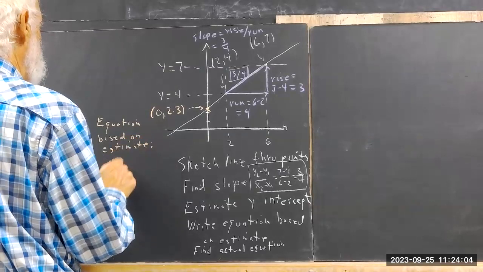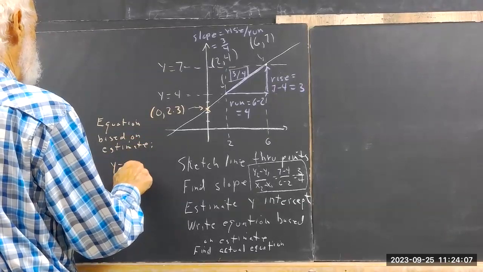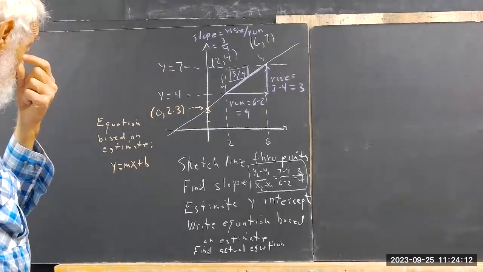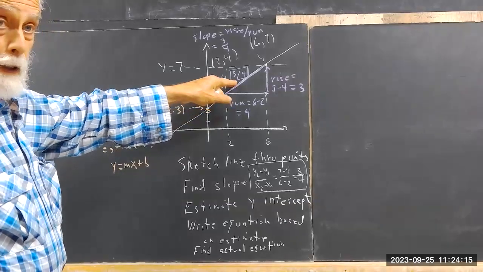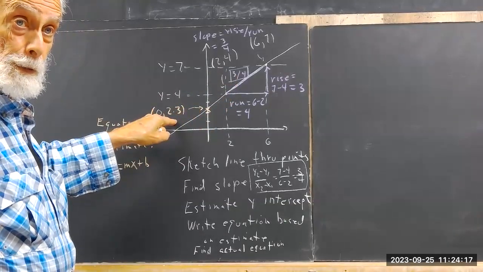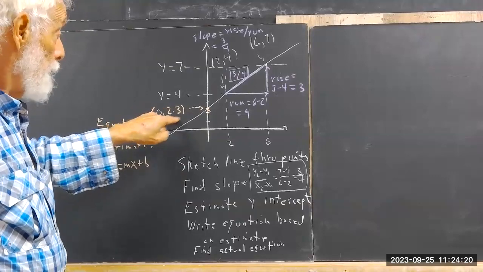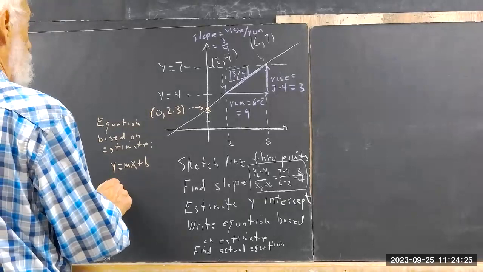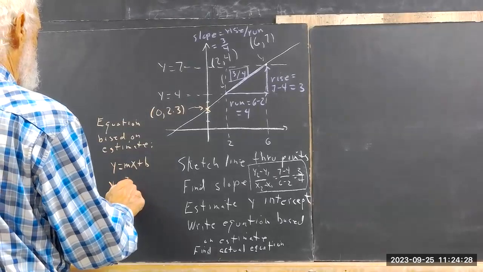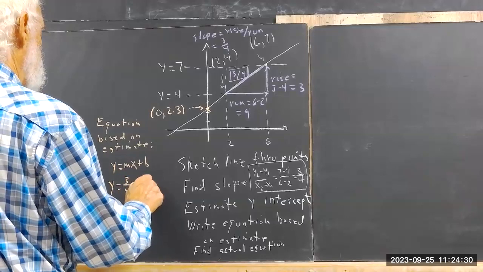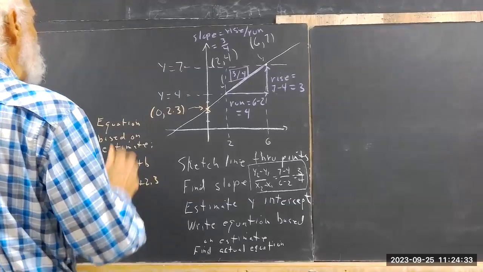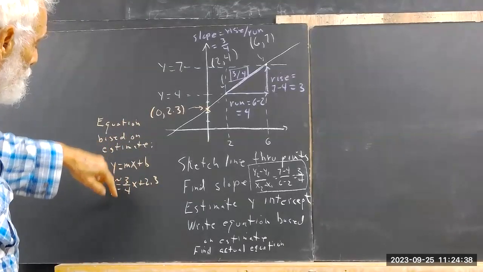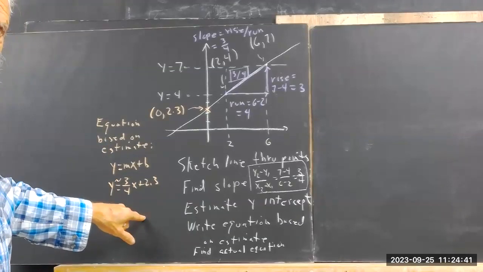Based on the estimate, y equals mx plus b. There's our slope-intercept form. Why would we use slope-intercept form? Because we've calculated the slope and we've estimated the y-intercept. Okay, this would be our value of b. That's where the graph crosses the y-axis. So you get y equals 3/4 x plus 2.3. Now that's an estimate, so I'm going to put a little wavy line above the equal sign to show that that's approximate.